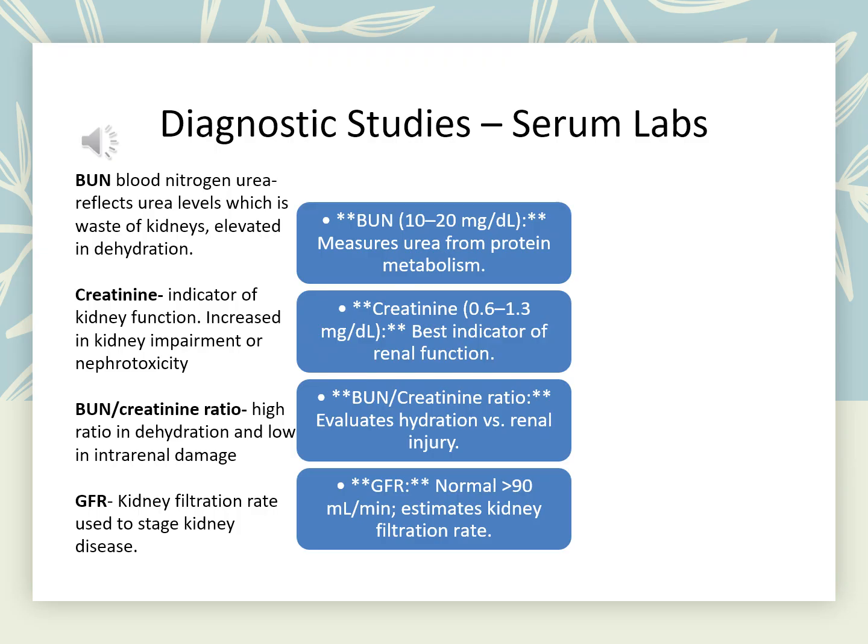Our GFR or glomerular filtration rate. This helps to estimate that kidney filtration rate and is usually used to stage our kidney disease. So we're going to talk about our GFR level in chronic kidney disease especially. But our normal GFR should be greater than 90 mLs per minute. So that's something to remember. We also want to kind of remember our BUN and creatinine levels. The BUN, creatinine, and GFR are very common. We test these in most every patient that you'll see. So make sure you kind of are aware of what some normal levels are.